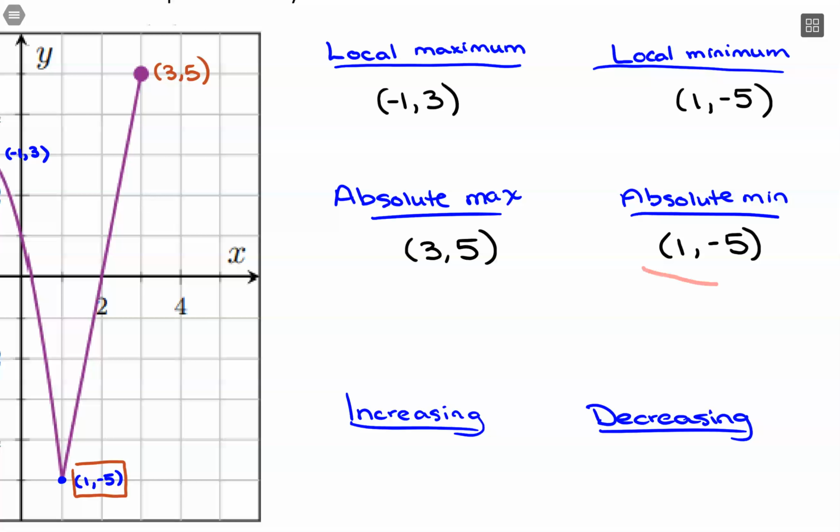So just take note that sometimes the local and absolute values will match up, and sometimes they won't. It'll just depend on the graph.